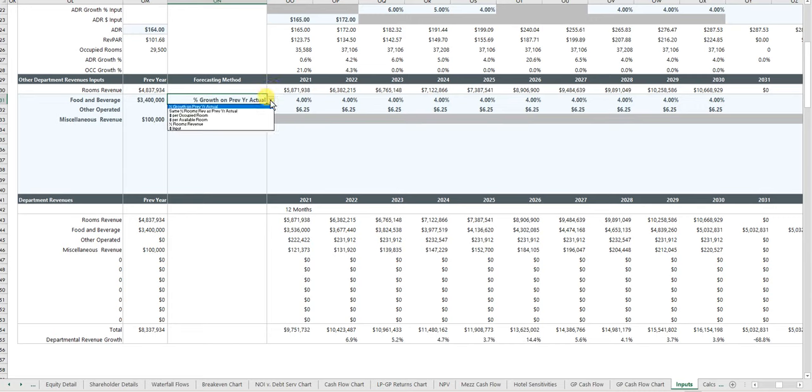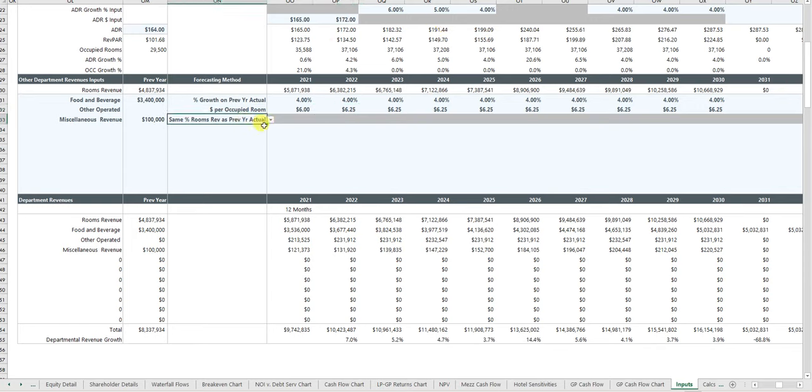And so you see here that you can select percent growth on previous year actual, same percent of rooms as based on the previous year figure, dollars per occupied room, dollars per available room, percent of rooms revenue, and a straight dollar input. And so, for example, I could plug in that last year was 3.4 million in F&B revenue. Let's do a 4% growth on that each year. Alternatively, I could say let's do dollars per occupied room. Take this down, and you can take it out that way.